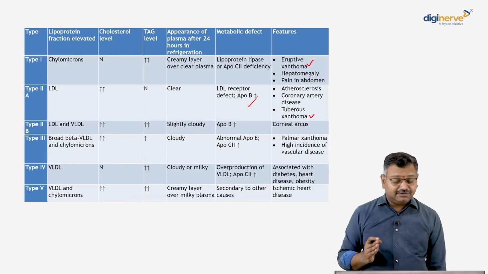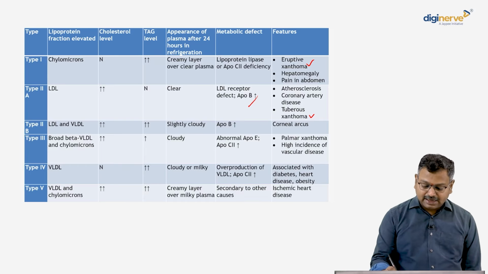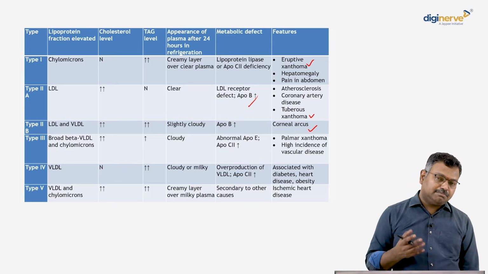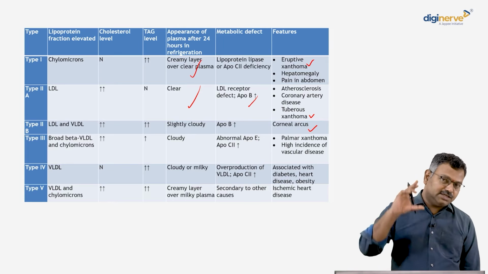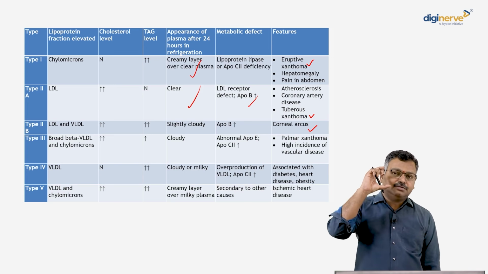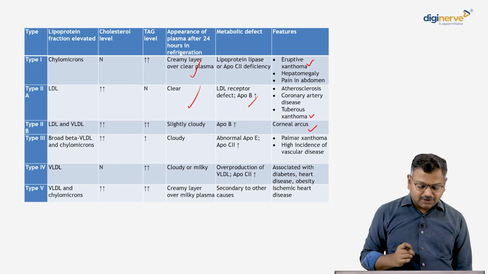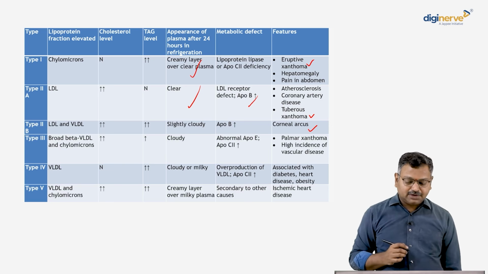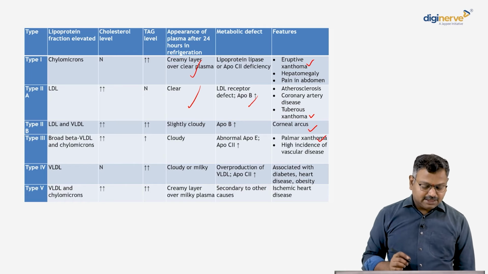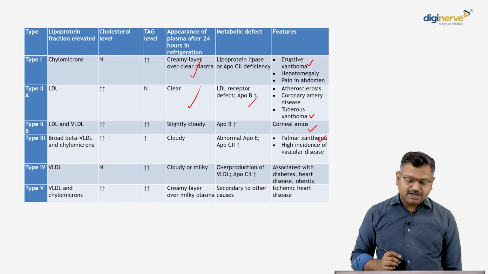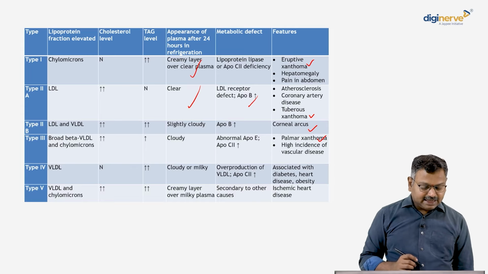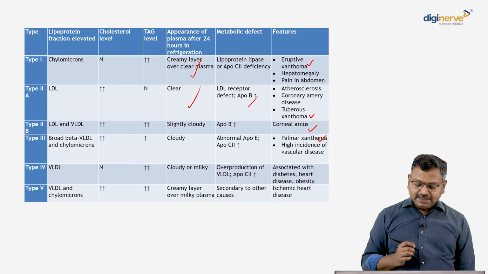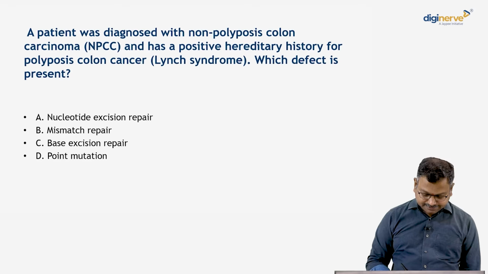Type 2B: LDL and VLDL. Here you just have the corneal arcus. You do get a cloudy plasma, very important. When you see the test tube where the blood is drawn itself, you can make that out. In type 3, it is the broad beta VLDL, chylomicron remnants, again presenting with xanthomas. Type 4 is the VLDL, associated with obesity and heart disease. Type 5 is the VLDL and chylomicrons, again associated with ischemic heart disease.